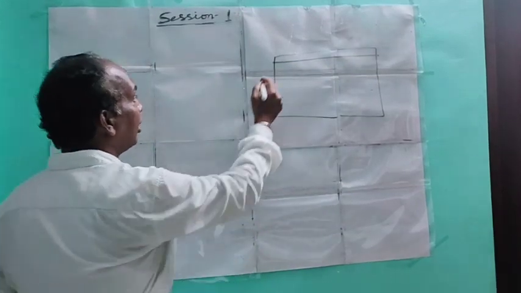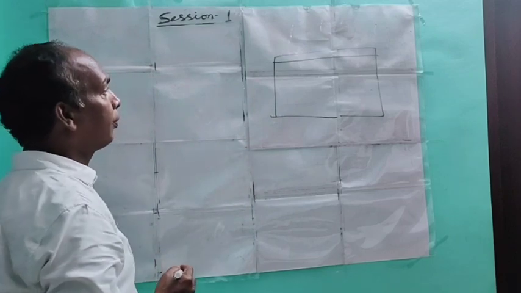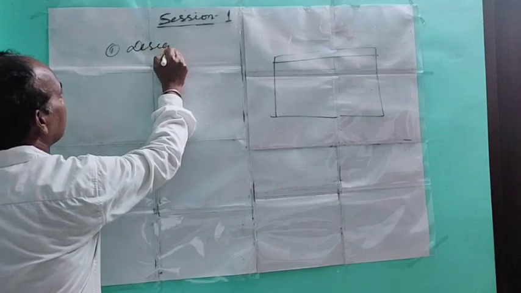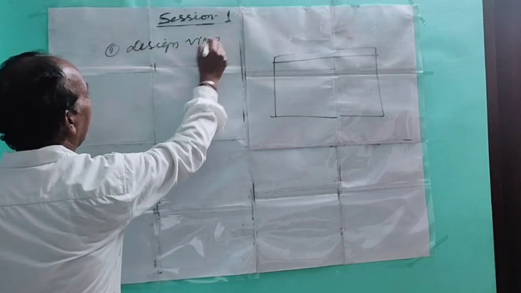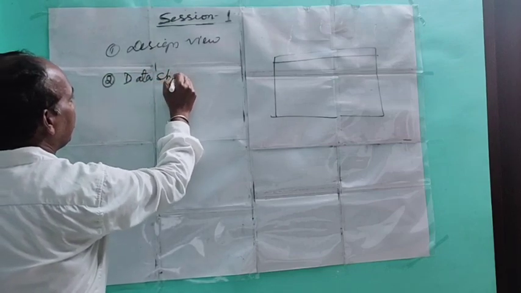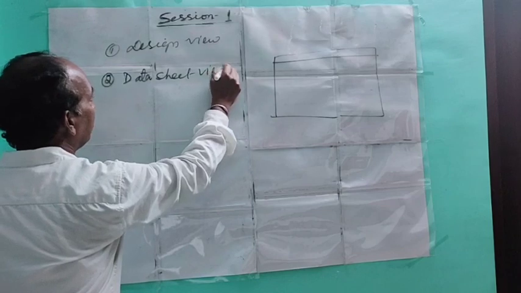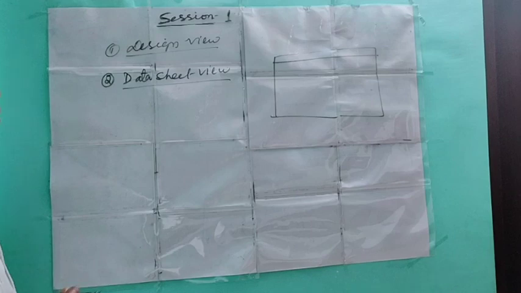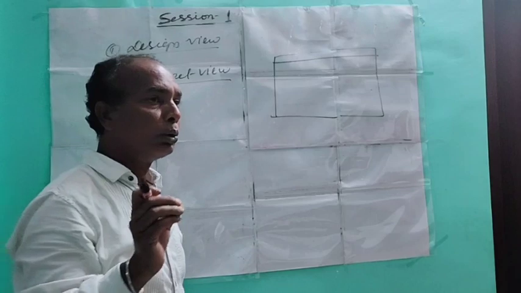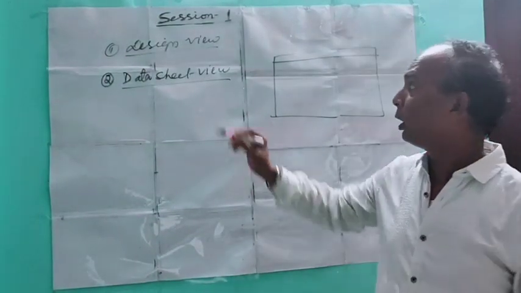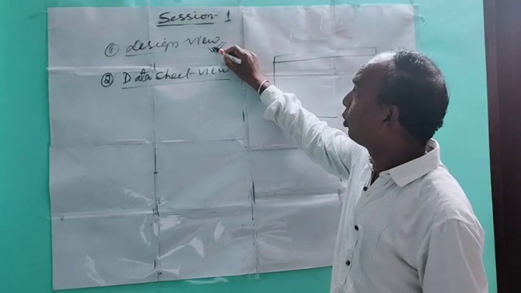Then there are two views of the database. One is called design view and the other is called datasheet view. There are two views in MS Access: design view and datasheet view. Out of these two views, which view has more control over data? Design view has more control over the data.